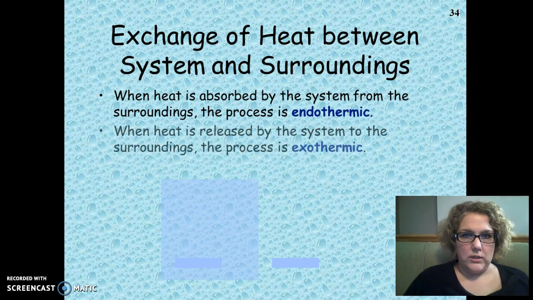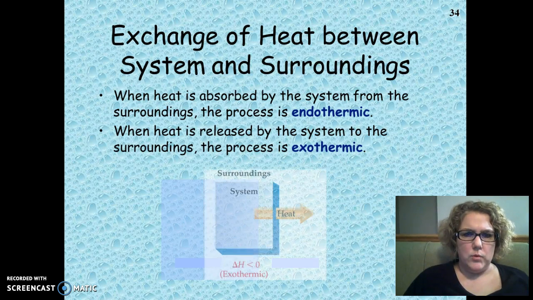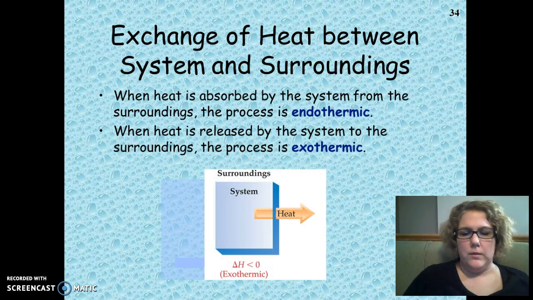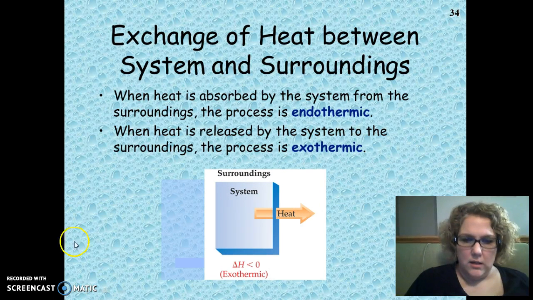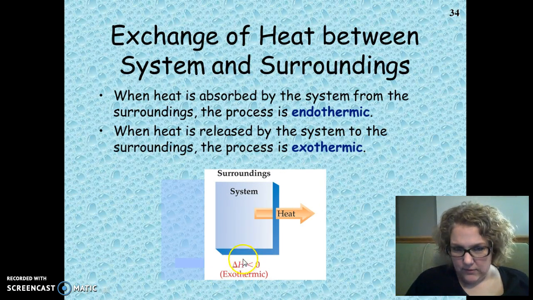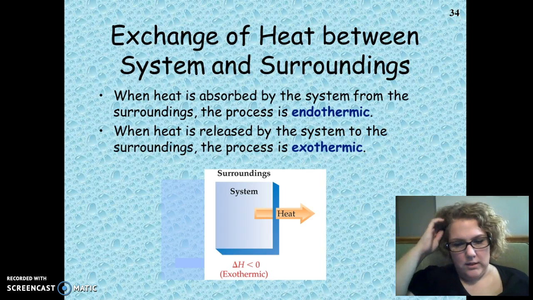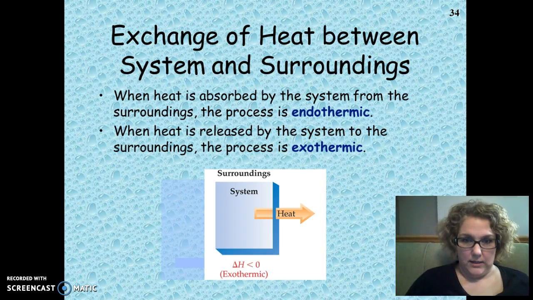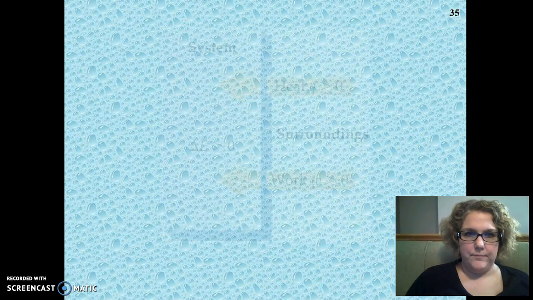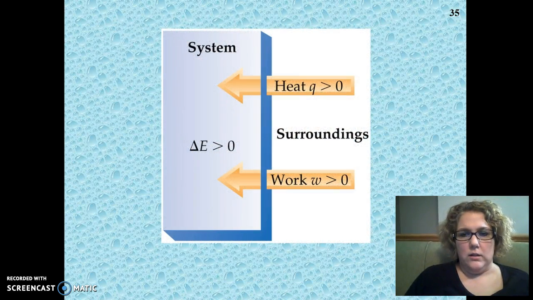Okay, so the exchange of heat between the system and the surroundings. When heat is absorbed by the system, we call it endothermic. When it's released, we call it exothermic. Okay, so here we have a different symbol, delta H. H stands for enthalpy. I'll explain what that is a little later. If the delta H or delta E is less than 0, that means it's negative. It's exothermic, heat exited. Now, if it's greater than 0, positive number, then that means heat or work entered, energy entered the system. That's endothermic.